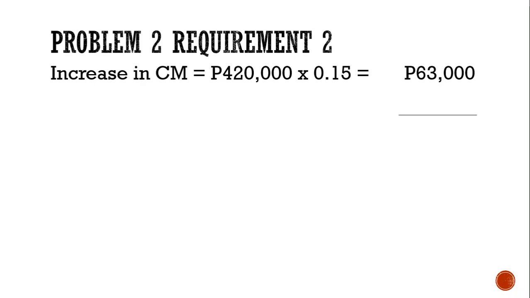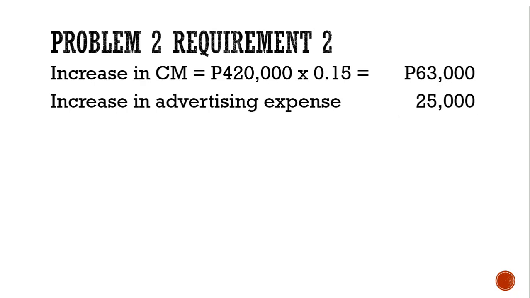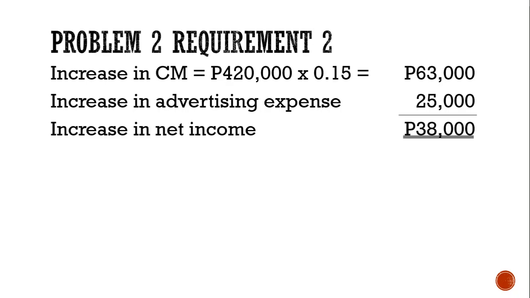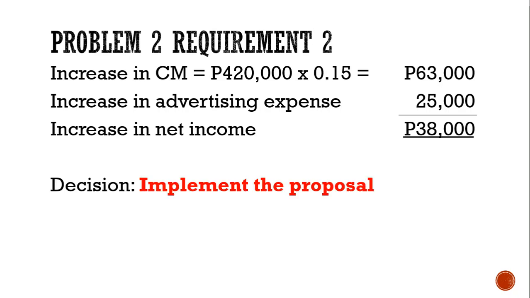There's a corresponding increase for advertising as stated, 25,000. So the proposal will result in a net benefit or increase in net income of 38,000. That's a monthly increase in net income. So our conclusion is to implement the proposal because we have a benefit amounting to 38,000.